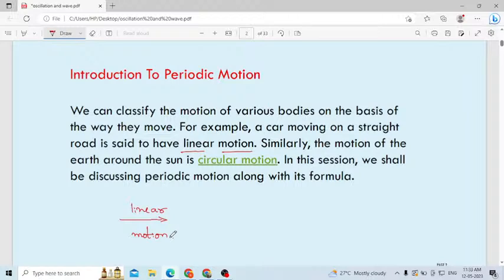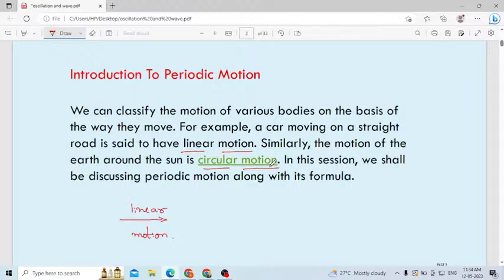Similarly, the motion of the earth around the sun is circular motion. Already you know, the earth revolves around the sun in a circular motion. Therefore, this is also an example of circular motion. In this session, we shall be discussing periodic motion along with its formula. In this class, in detail, we will study periodic motion.